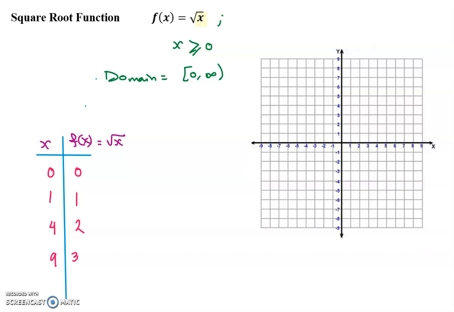Now I'm going to plot these points, 0, 0, 1 and 1, 4 and 2, and of course you can take 9 and 3, but not necessary. And then you match between them, and that's going to look something like this. Okay, that's the square root of x. Now we know the domain. What is the range? Based on that, the range is going to be 0 to infinity, because this part will cover the positive values of y. So 0 to infinity as well.